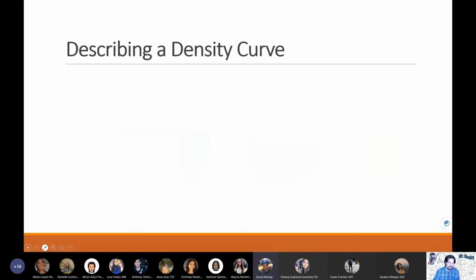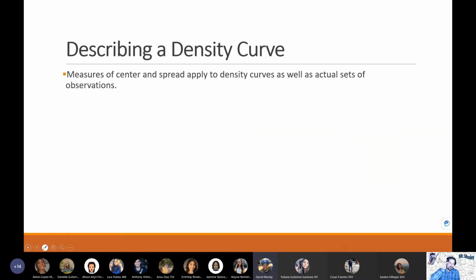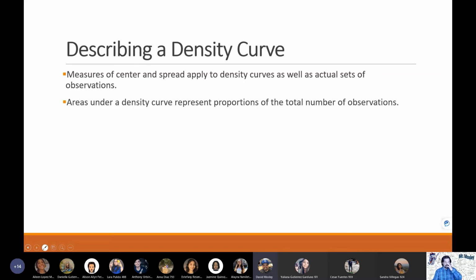So next we get into describing a density curve. Describing a density curve is very similar to describing a shape or describing a distribution. We use all the same ideas. Measures of center and spread apply to density curves as well as actual sets of observations. So center and spread still get used, same as when we describe a regular distribution. Areas under a density curve represent proportions of the total number of observations.